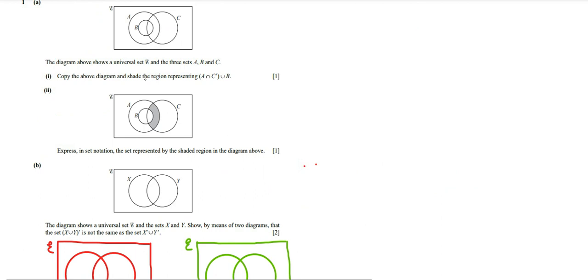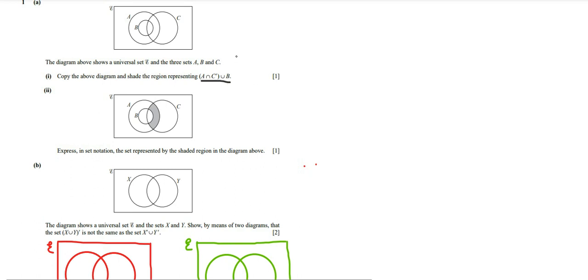The diagram above shows a universal set E and three sets A, B, and C. So it asks us to copy the above diagram and shade the region representing A intersecting C complement union B. Well, we've just got the diagram here, so there really is no need to copy it. So it's asking us to represent A intersecting C complement union B. Wow, I can't draw a straight line today.